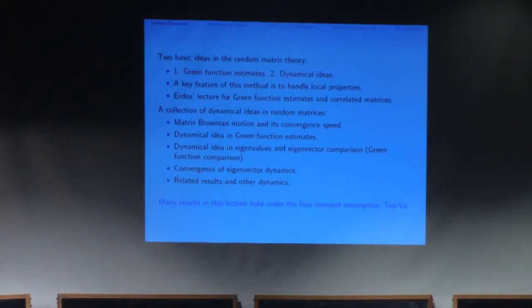Now, one is you can do this with matrices. Here I list a few of them. One is matrix Brownian motion and its convergence speed. The other is that sometimes you can also use dynamical ideas in Green function estimates. And I also find it amusing that in the Green function comparison theorem, you can also try to use some dynamical ideas. I will give one example of this as well. Then for the eigenvector, you can also look at eigenvectors from a dynamical point of view. And the last thing I will say is some related results in other dynamics. So this is the plan.